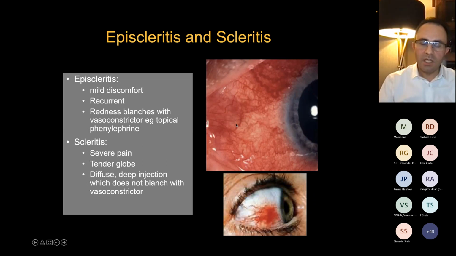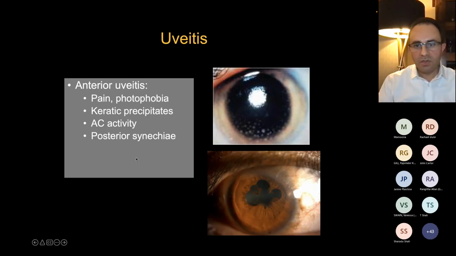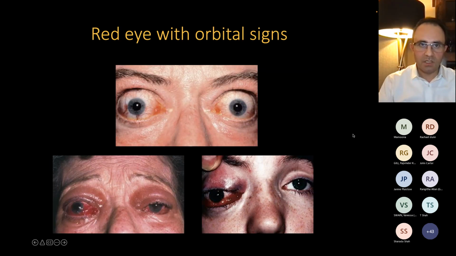Episcleritis and scleritis, it's just the deep layer of the conjunctiva can be extremely injected, and to distinguish between them, episcleritis is mild discomfort only, but with scleritis there is severe pain, and scleritis most of the time comes with other autoimmune diseases. Uveitis, we already talked about it, which is the autoimmune disease inside the eye, which can be related to the eye itself, or it can be related to other autoimmune disease.